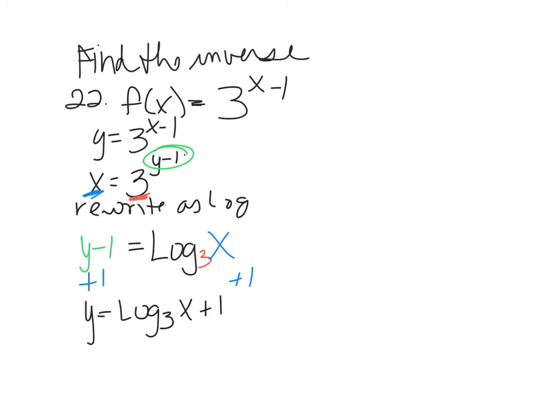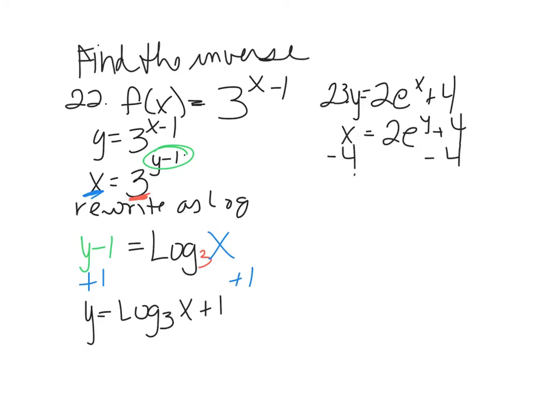And number 23, y equals, I'm just going to change it to y equals right away, 2e to the x plus 4. So we're going to swap them, x equals 2e to the y plus 4. And we're going to subtract 4. X minus 4 equals 2e to the y. We're going to divide by 2. X minus 4 over 2 equals e to the y.